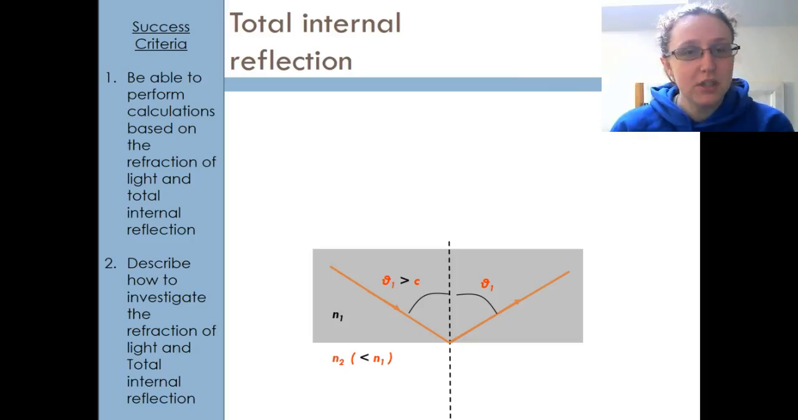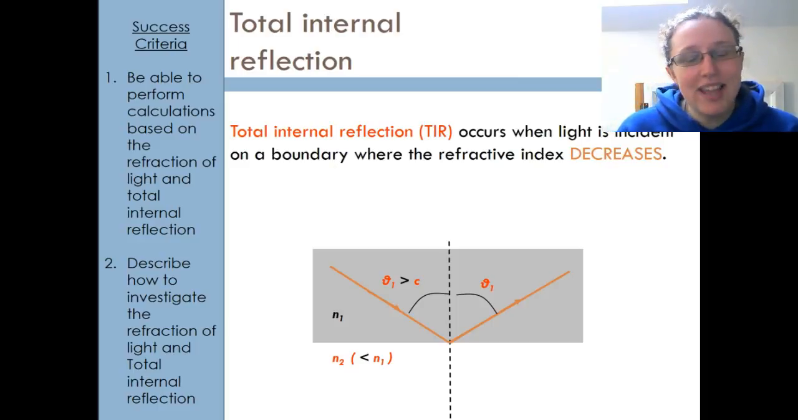So I'm just going to talk a little bit about total internal reflection real quickly. Again, this should just be a recap from GCSE, but I want to make sure it's clear in your mind. Total internal reflection only happens when I have a light ray that's incident on a boundary where material 1 has a higher n value than material 2. So n2 has to be less than n1 for total internal reflection to be a possibility. That's the only time it can happen.